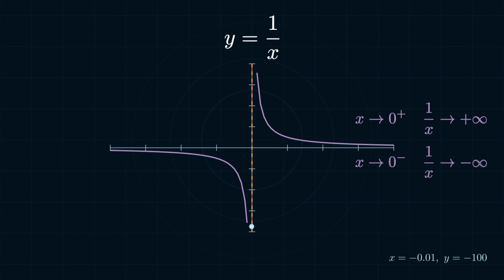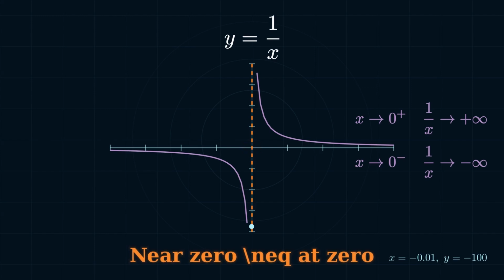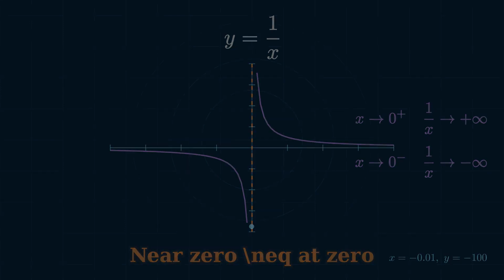More importantly, approaching 0 is not the same as being 0. A limit describes nearby behavior. Division asks for an actual value. Near 0 is not at 0.